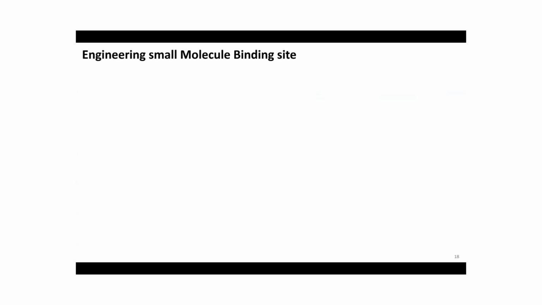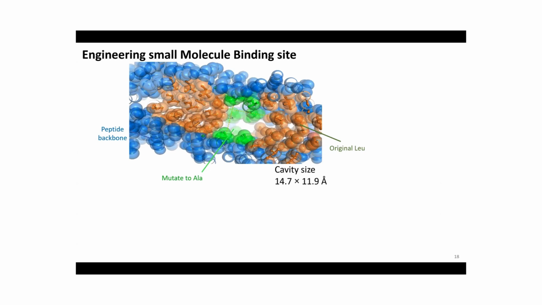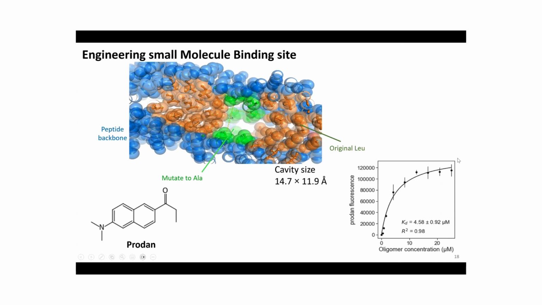So we thought, why don't we engineer it inside that assembly? For that purpose, we replaced these leucines inside with alanine. Why did we mutate two leucines to alanine? Because the length of this protein is very similar to the core size we were getting here. Then we did the binding assay again with prodan, and this time it was a saturated binding, suggesting there is a specific binding of prodan to the hydrophobic core.